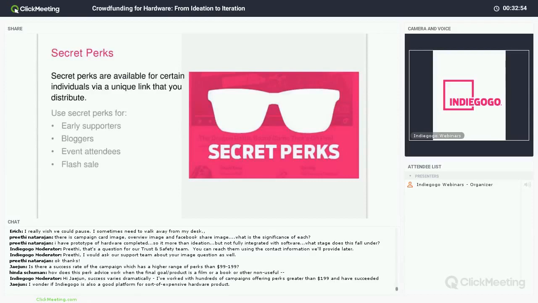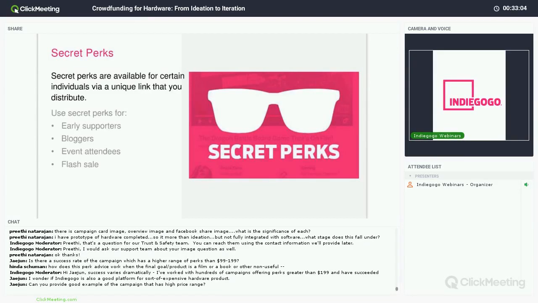So something here that I wanted to chat about is secret perks. Secret perks are a relatively new feature that we offer. To explain it really simply, they are just available for certain individuals with a very unique link for each perk, and then you can distribute this to different channels. This is really helpful for your early supporters. You can email them out this link and you can say like, hey, only you guys are getting it for this price. This is really secret. Don't share this with anyone else. It gets them really excited and it feels like they're in the know, right?